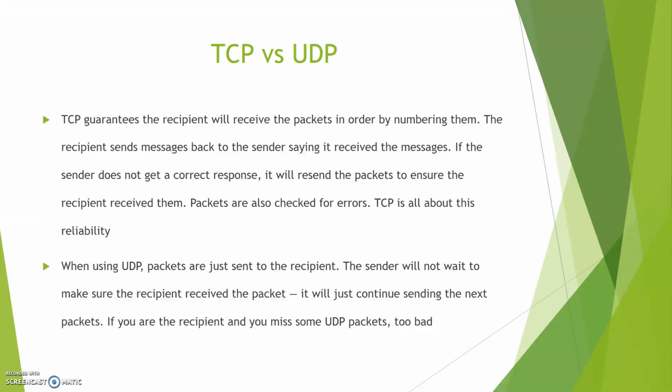However, with UDP, packets are just sent to the recipient. There is no error checking. There is no going through and making sure that the packet has arrived successfully and in order. It just sends it. The sender will not wait to make sure the recipient received the packet. It will just continue sending the next packet. It doesn't care. So if you're the recipient and you miss some UDP packets, then too bad. It's gone. So that's the main difference between TCP and UDP: TCP does error checking and reliability, and UDP just sends it regardless.